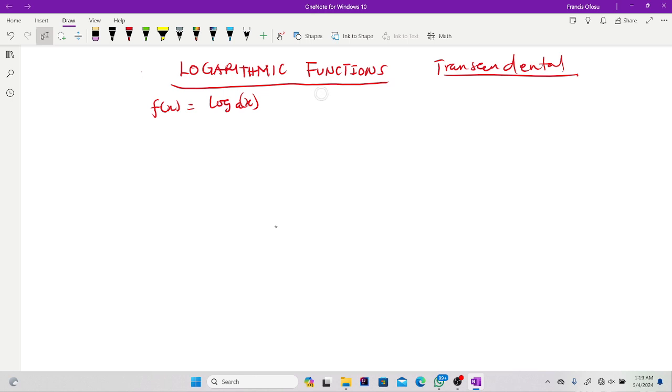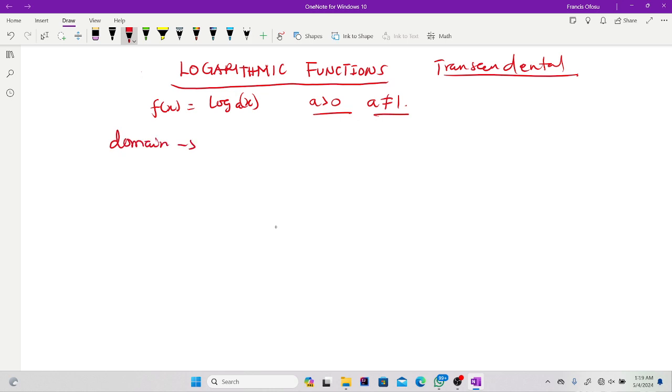When we say logarithmic function, generally it is f of x equals log to the base a of x, okay? Where a is greater than 0, the base you have here should be greater than 0. Also, our base a shouldn't be equal to 1. So take note. For every function to be a logarithmic function, the base a should always be greater than 0 and also should not be 1. Okay.